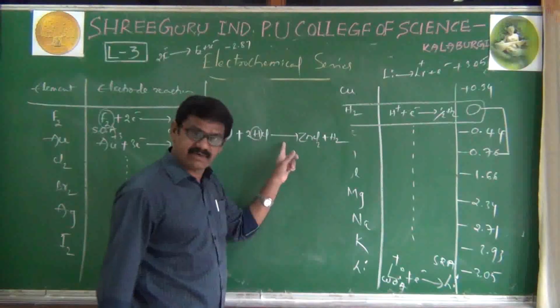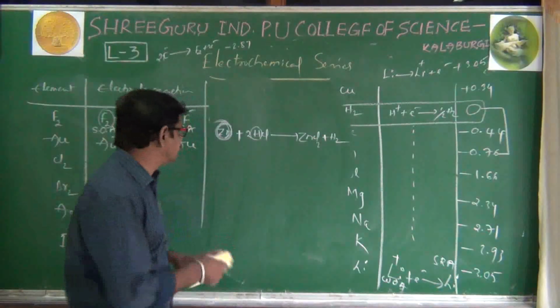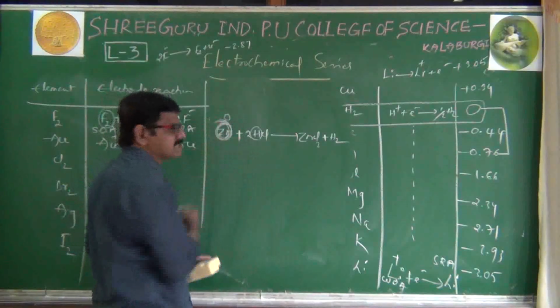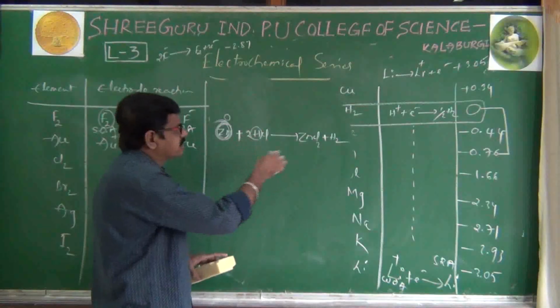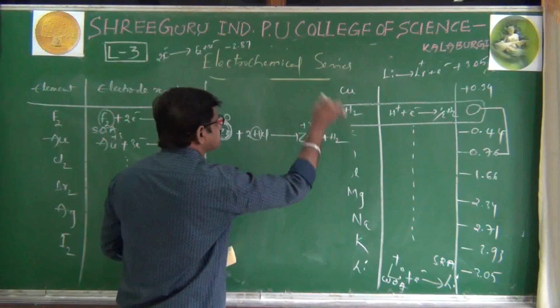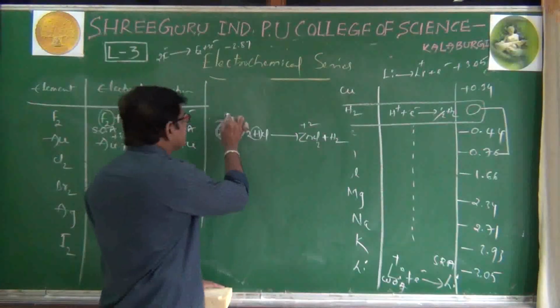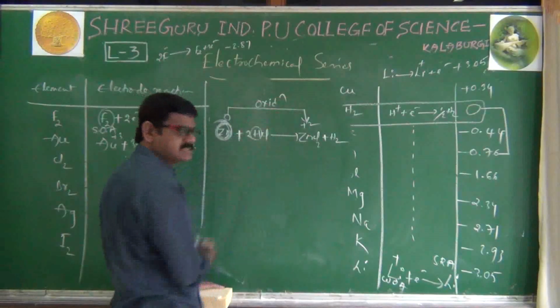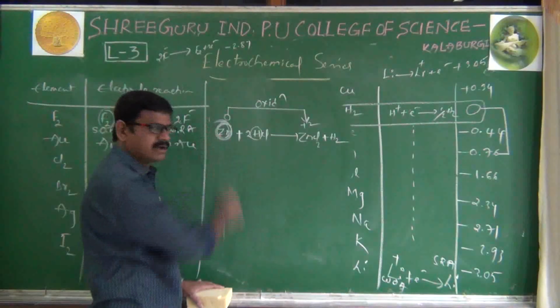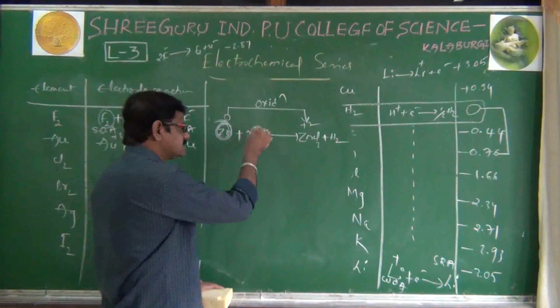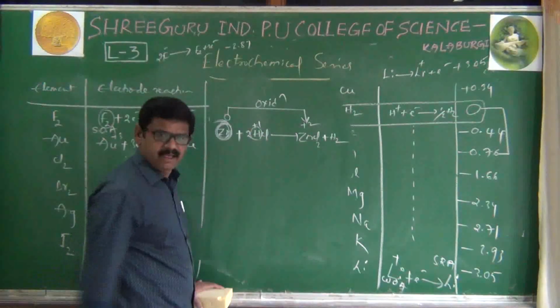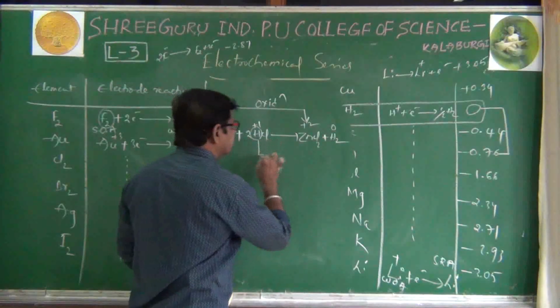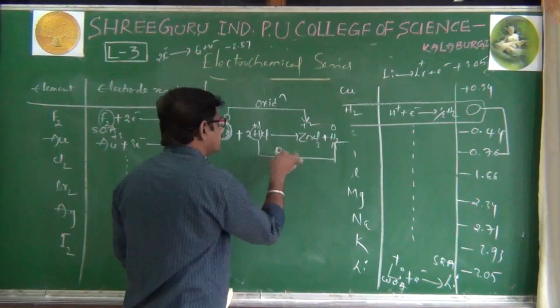Same phenomenon is taking place. See here, zinc is right now in the elemental state. After displacing hydrogen, it is converted to Zn2+, so zinc's oxidation state is plus 2. An increase in oxidation state is nothing but oxidation, which means zinc is undergoing oxidation. In HCl, the hydrogen oxidation number is 1, here it is 0. A decrease in oxidation number is nothing but reduction.